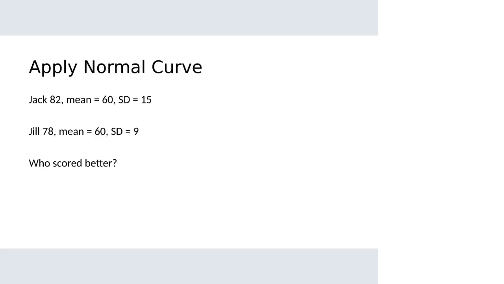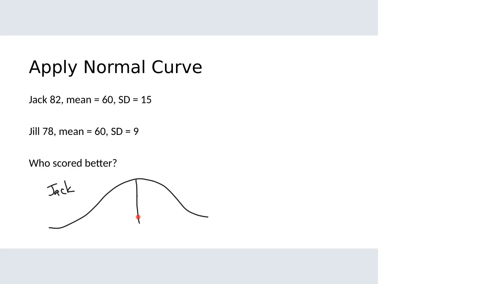Using the normal curve. This is a question where instead of using the normal curve to answer what percent did this, what percent did that, this one is more along the lines of who did better. Jack scored 82 on a test that had a mean of 60 and a standard deviation of 15. Jill scored 78 on a test that had a mean of 60 and a standard deviation of 9. Who scored better? What we're going to do is draw a normal curve for Jack, and then a normal curve for Jill, and we'll see who scored better.